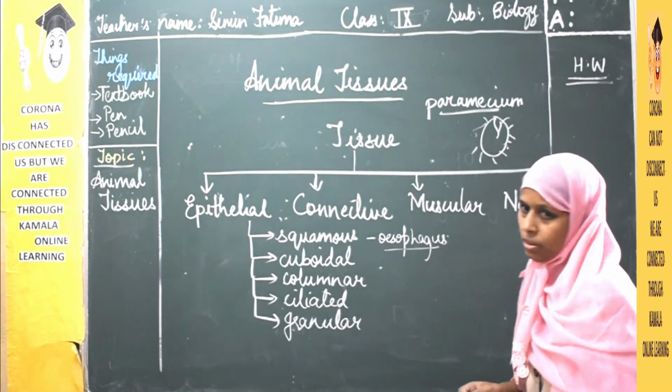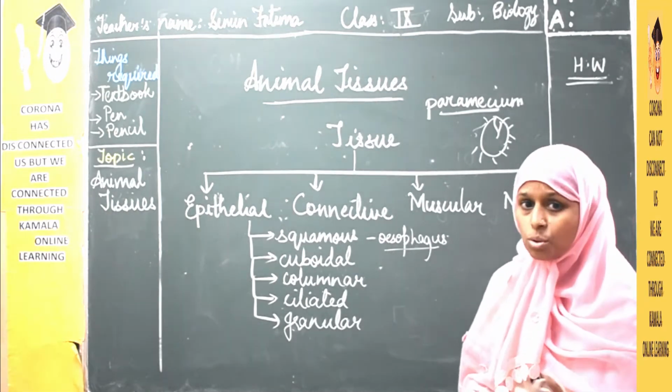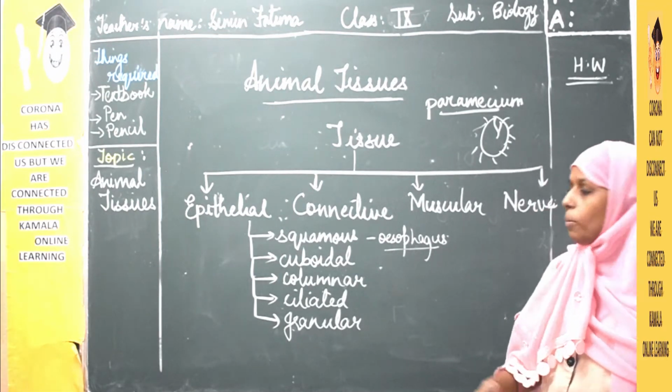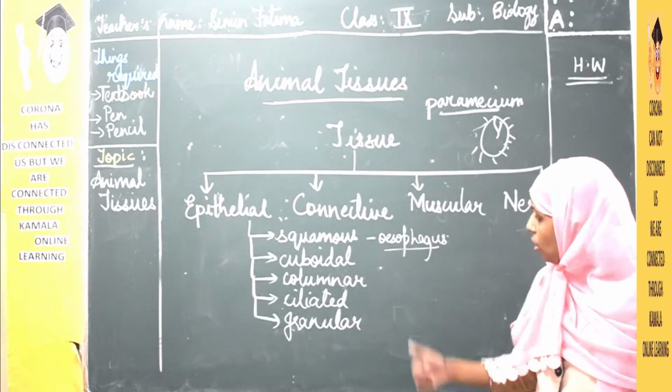I'll tell you what is esophagus. We know that when we eat some food, it goes to a food pipe. Another name of the food pipe is the esophagus. So this squamous tissue will be present in the esophagus.